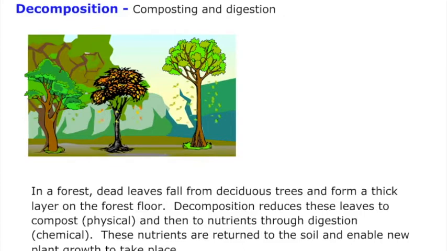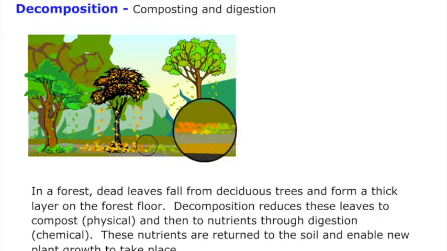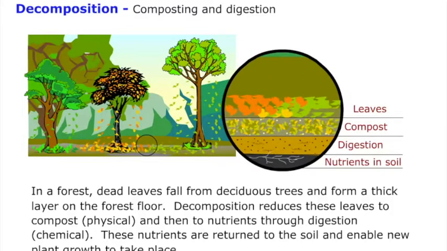Decomposition, composting, and digestion. In a forest, dead leaves fall from deciduous trees and form a thick layer on the forest floor. Decomposition reduces these leaves to compost, and then to nutrients through digestion. These nutrients are returned to the soil and enable new plant growth to take place.